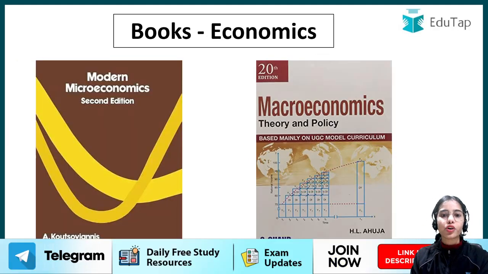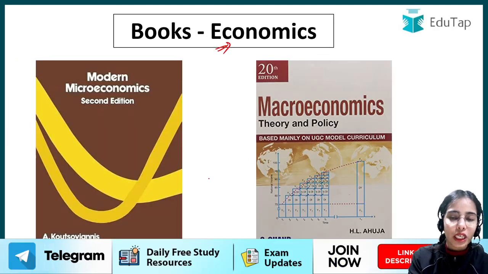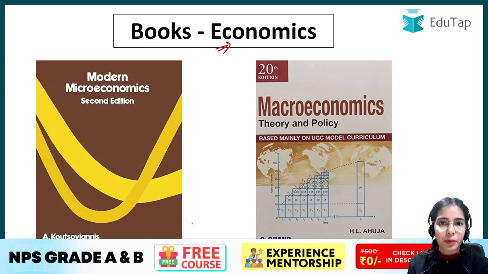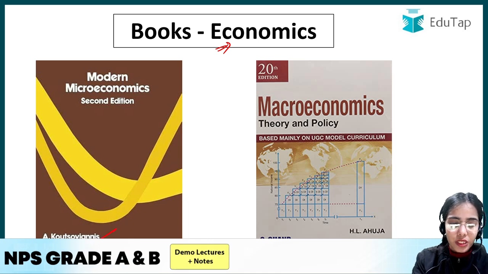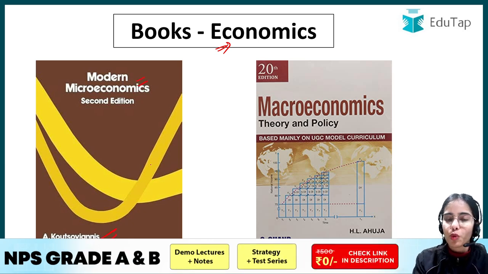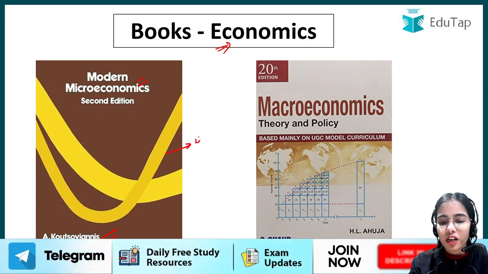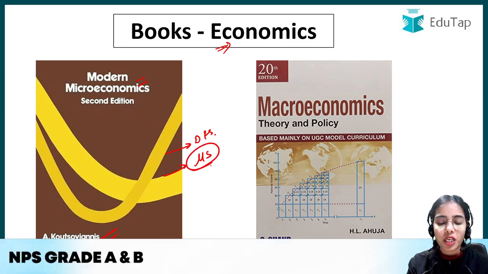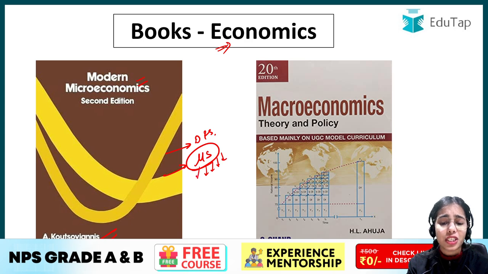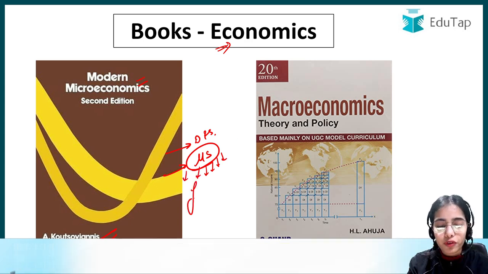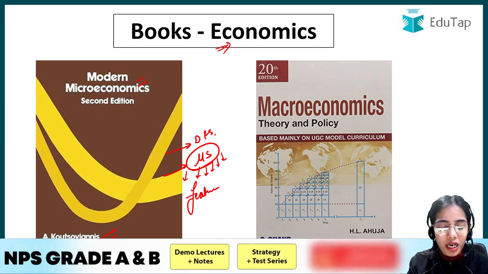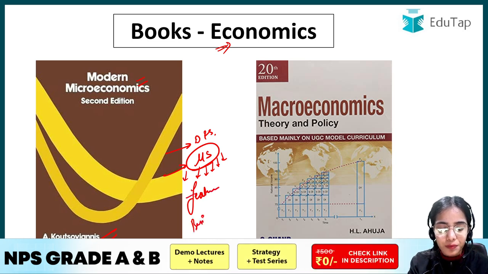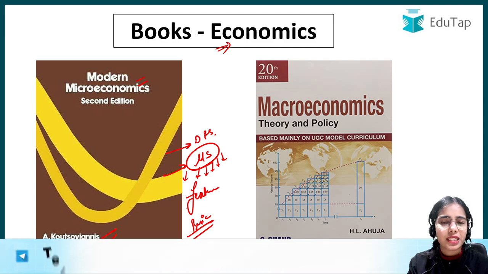Okay, now coming to books. So if you are preparing for economics, and if you are preparing for NPS Grade A or Grade B, and if you do not have any course, then Anna Koutsoyiannis' Modern Microeconomics. So the Modern Microeconomics book by Anna Koutsoyiannis is very good for covering your demand and supply and market structure. Again, let me tell you that in market structure, there are multiple chapters, but first focus on the features of market structure and the basic idea of the markets, the basic diagrams of market.